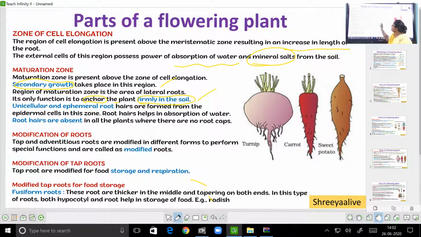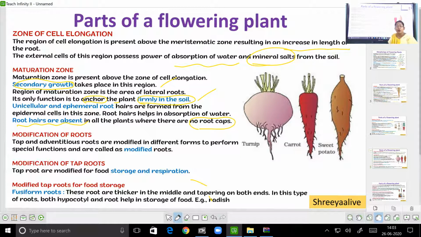Okay. Then root hairs help in absorption of water. Root hairs are absent in all the plants where there are no root caps. When there is no root cap, the root hairs are absent. Okay. Further, this is about the structure of the root. The root shows the root cap, zone of cell division or meristematic region, zone of cell elongation, and zone of maturation. So, modification of roots.